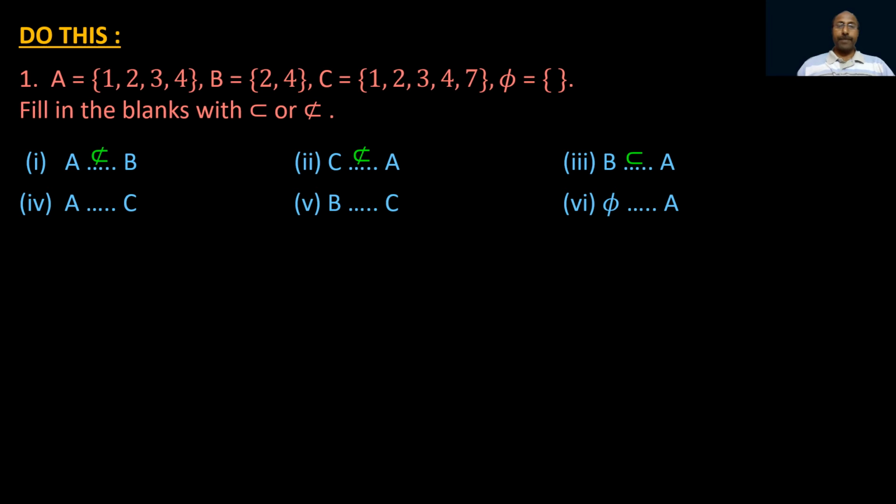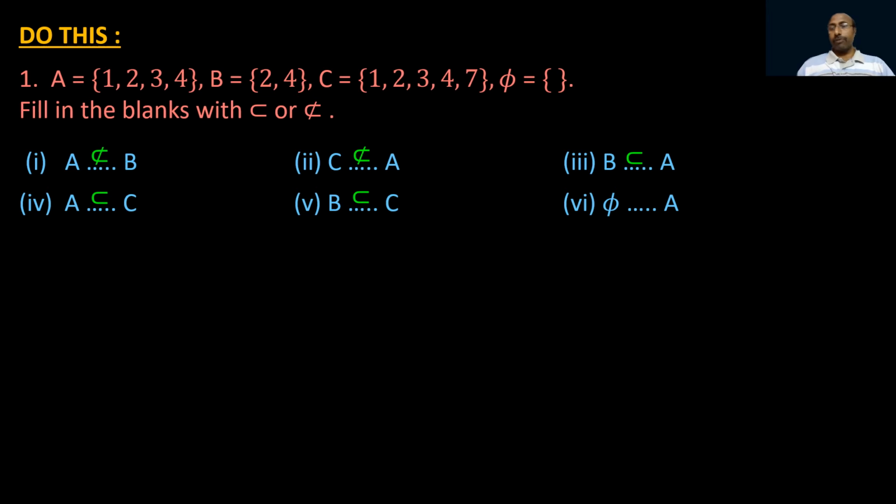And similarly, A blank C. All elements of set A are present in set C. We can observe that. So A is a subset of C. And also all the elements of set B are present in set C. So B is also a subset of C.